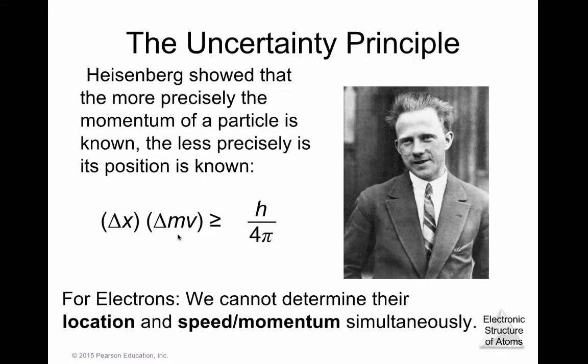Similarly, if you know really precisely this, if the range that you're looking at for your momentum becomes really small, then this number right here has to become really big in order to compensate, and still be larger than this value over here. So this means that for electrons, we cannot determine their location and speed or momentum simultaneously.